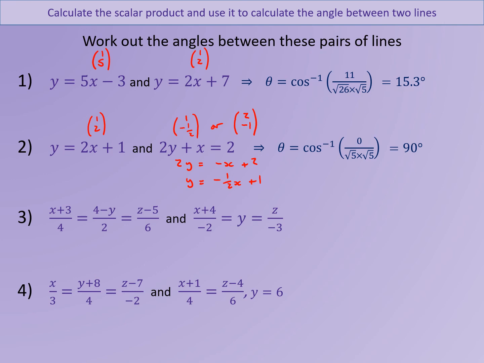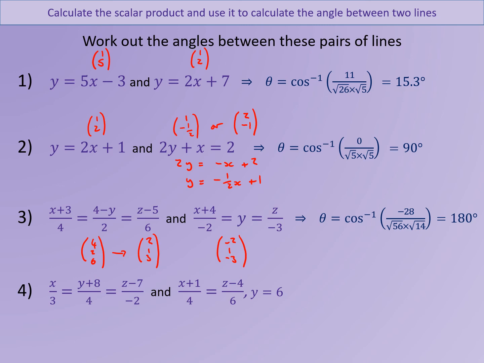For question 3, we need to find the direction vector of each line. The first line has a direction vector 4, 2, 6, found by reading the denominators of the fractions. You could simplify this down to 2, 1, 3, if you preferred. And then for the second line, we're going to use -2, 1, -3. So the calculation again for the angle between these gives us 180 degrees as the angle between the two lines.